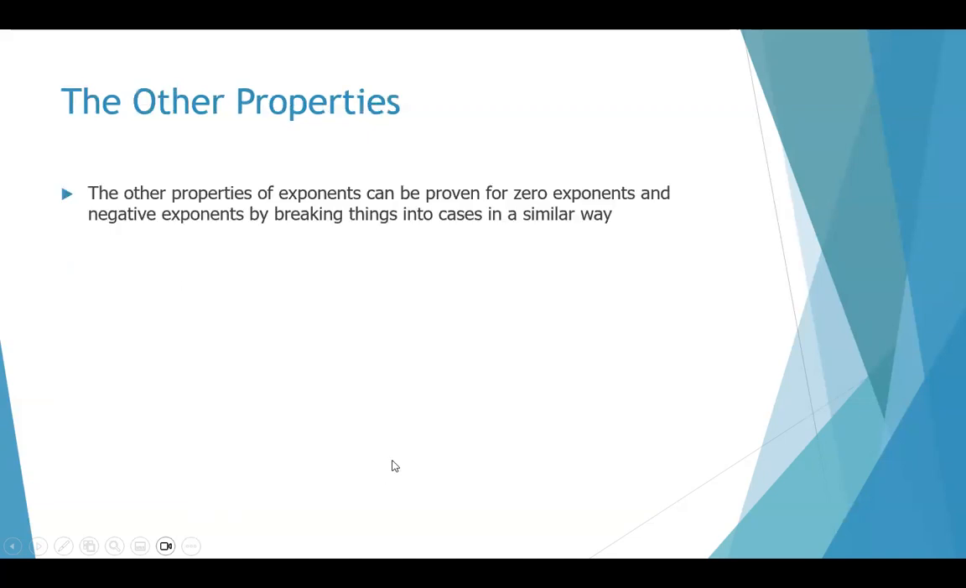The other properties of exponents can be proven for zero exponents and negative exponents by breaking things into cases in similar ways. So we did the quotient, which I often think is the hardest for students to grasp, but you could do it with the addition and with the multiplication and the power rules. I mean, it's an additive property, but it is the addition rule.